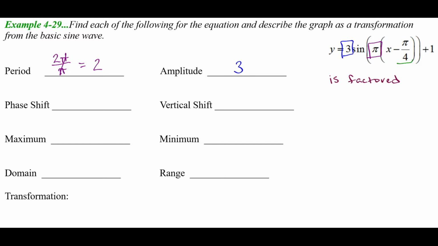Next, I want to find my phase shift, and that's from this number here, and all we do here is change the sign, so this is going to be pi over 4. And the vertical shift is what's added or subtracted outside the parentheses, so my vertical shift is just 1.